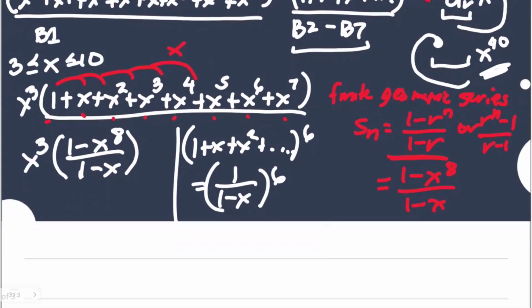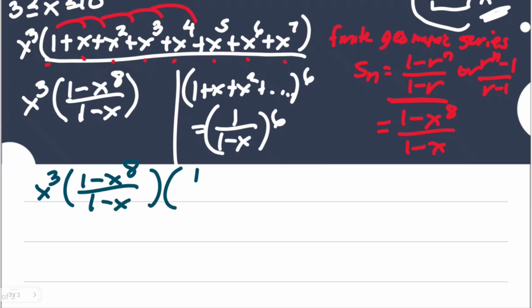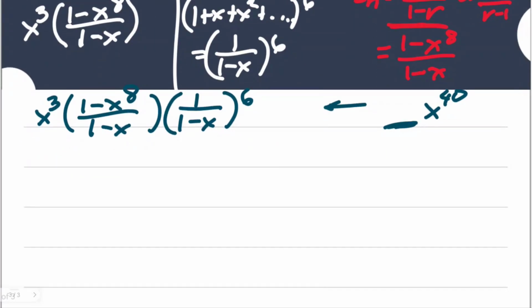That is why the next part here is x cubed, 1 minus x to the power of 8, over 1 minus x, times 1 over 1 minus x raised to the power of 6. Again, we're going to look here for x to the power of 40, and again, its coefficient is the answer to the item. So how do we do this? Simplify them step by step.